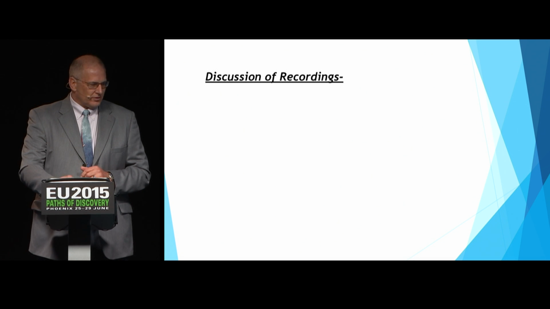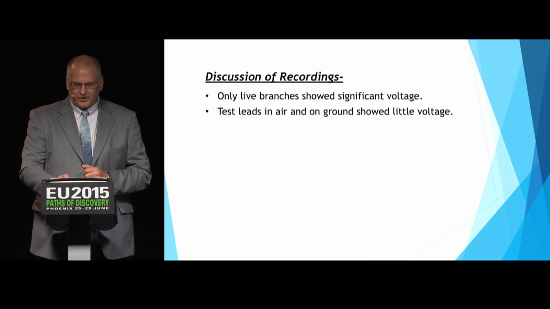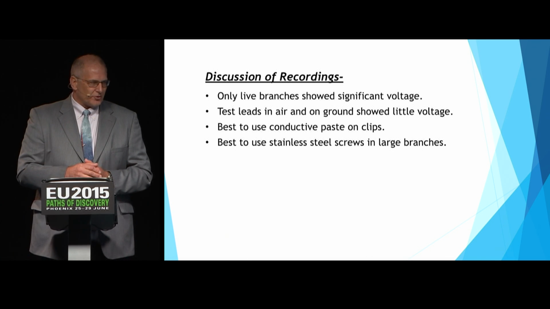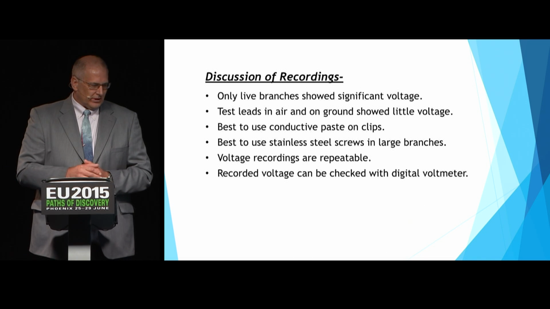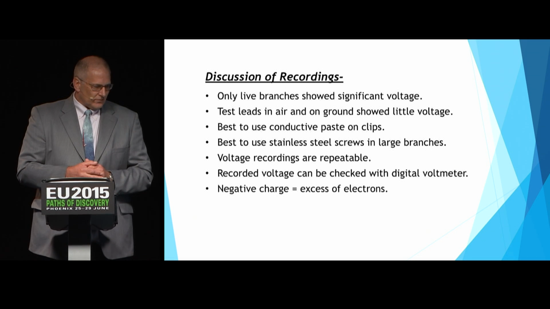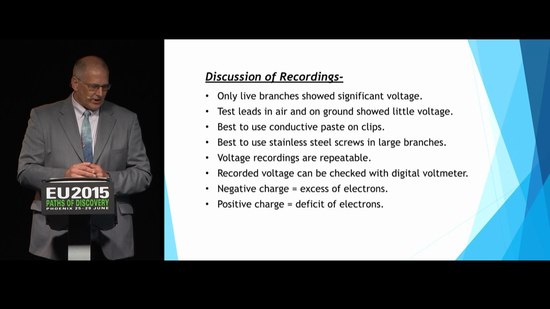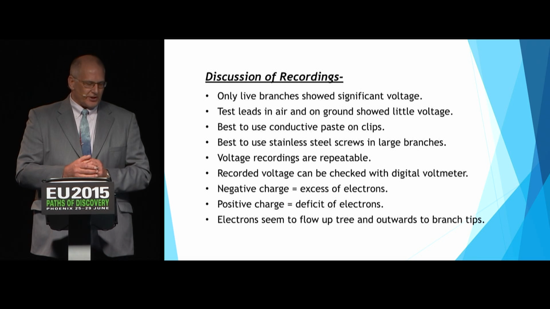Discussion of recordings. Only live branches showed significant voltage. The test leads in the air or on the ground showed little voltage. It's best to use conductive paste on the clips. It's best to use stainless steel screws in the large branches and trunk. The voltage recordings are repeatable. The recorded voltage can be checked with a digital voltmeter. Negative charge equals excess of electrons. Positive charge equals deficit of electrons. Electrons seem to flow up the tree and outwards to the branch tips.